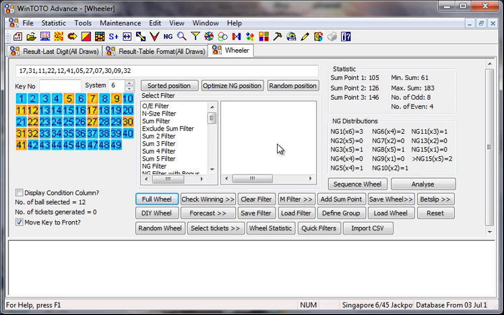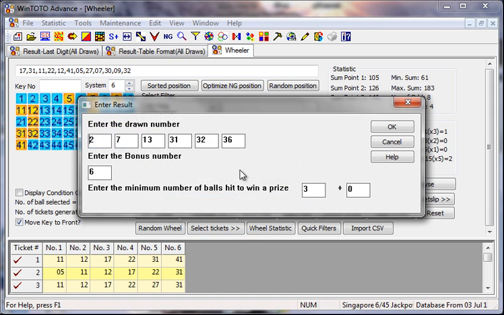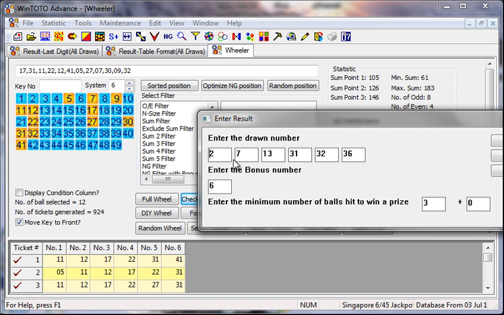But today, because each ordinary ticket is $1, if you want to buy a full wheel like that, it will cost you $924. Now, let's get back to this understanding. If you were to buy this amount of tickets, 924, for example, let's take a look at the check winning, enter results. Okay, let's say we enter our results.